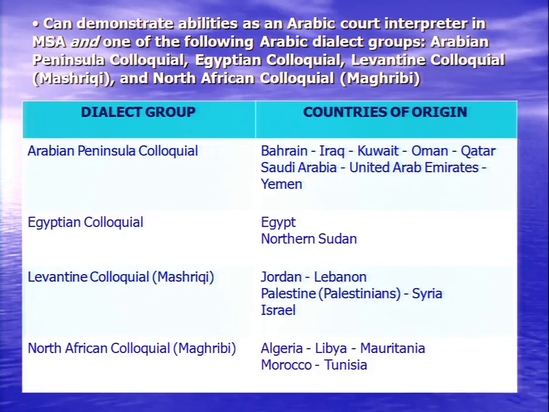We do have the Egyptian colloquial, spoken in Egypt and northern Sudan. So that's another colloquial. The Levantine colloquial, we call it the Mashriqi in Arabic, is spoken in Jordan, Lebanon, Palestine, Syria, and Israel as well. And we do have the North African colloquial, spoken in Morocco, Libya, Mauritania, Tunisia. Yes, go ahead. I do have an answer for you.